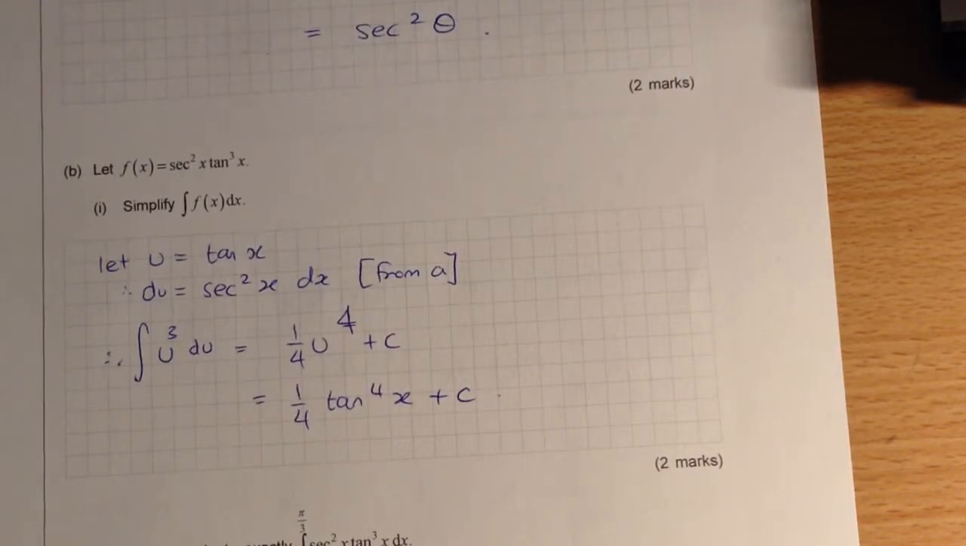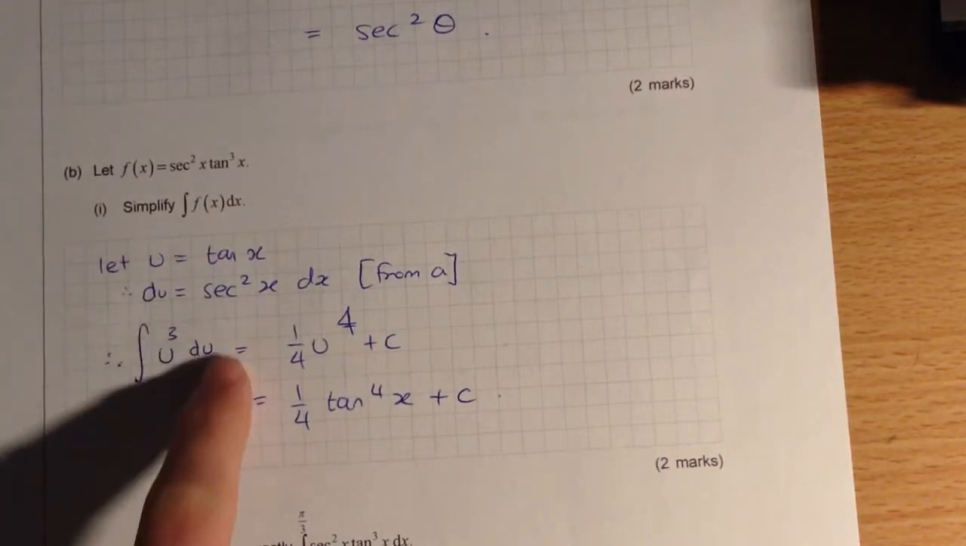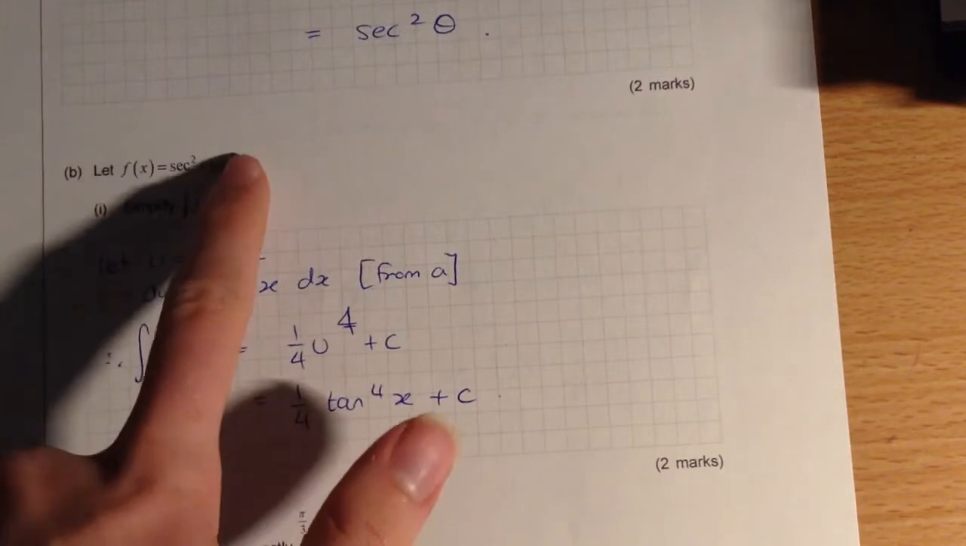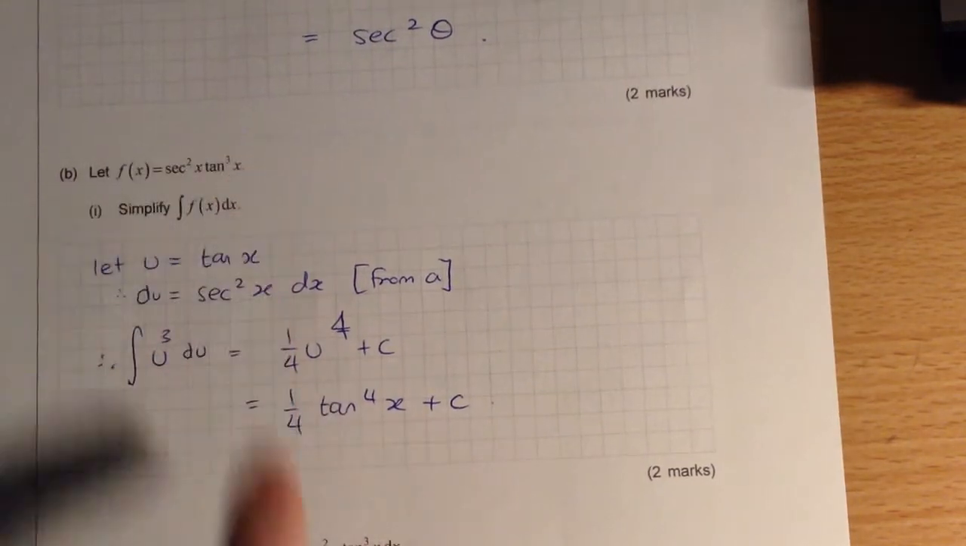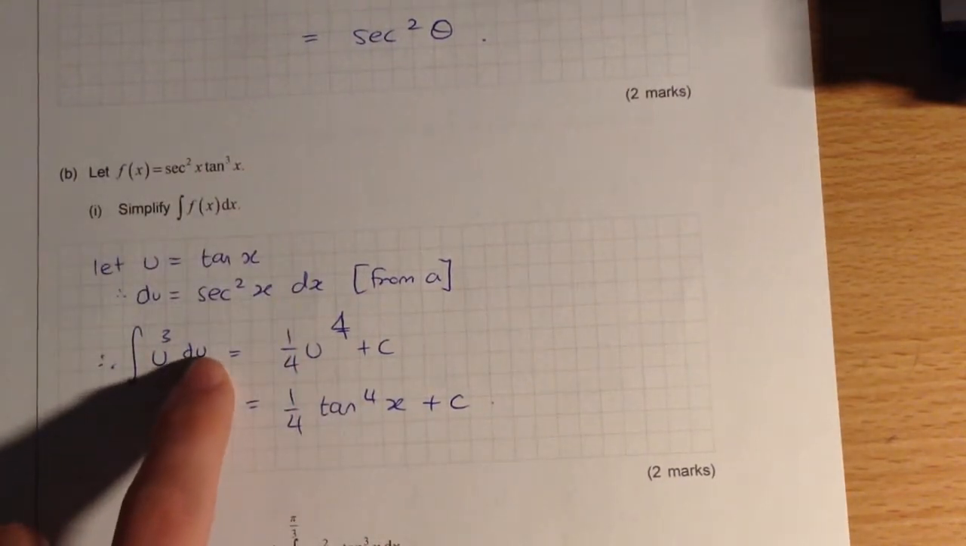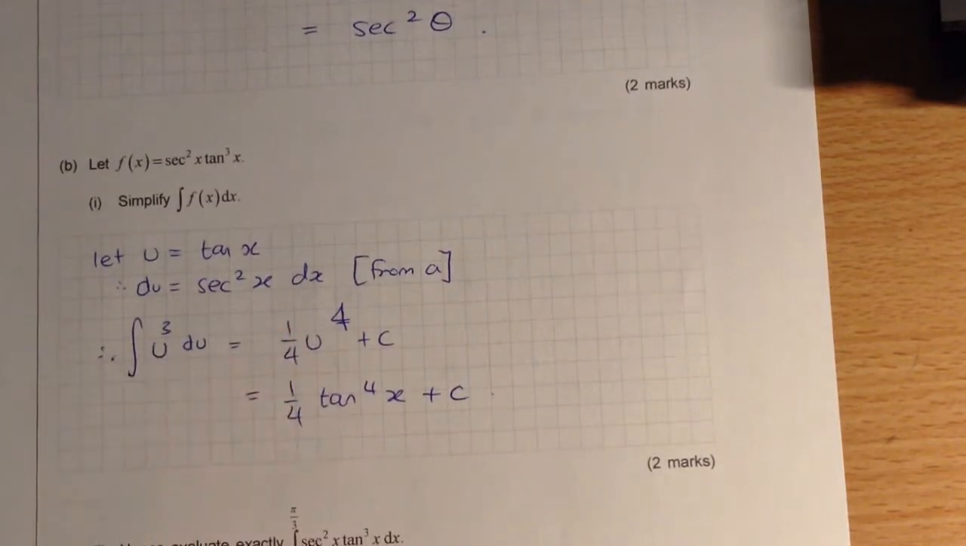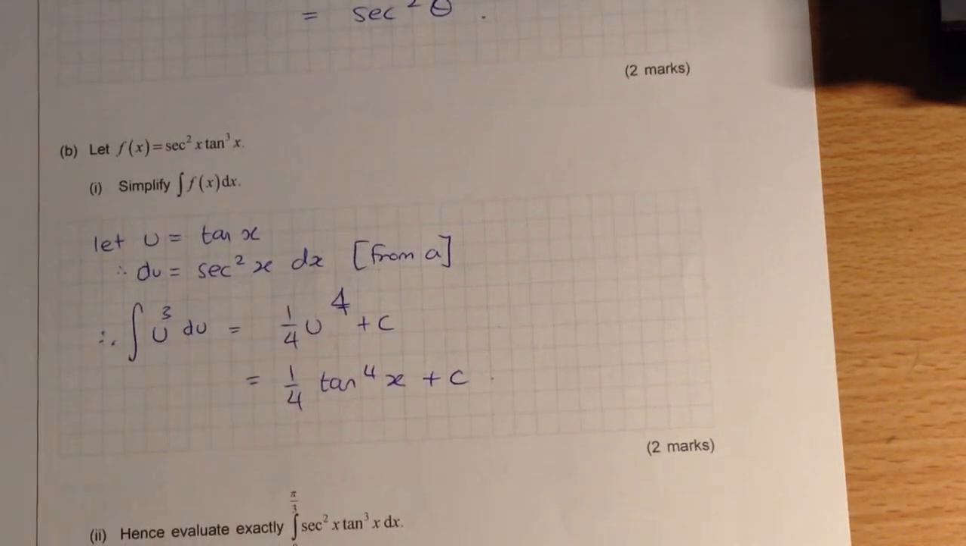So therefore the integral is now just u to the 3 du, because we've identified tan x there and set that equal to u. So u to the 3 du is equal to 1/4 u to the 4 plus c, where c is the constant of integration. Hence, substituting u back in, we get 1/4 of tan x to the 4 plus c.